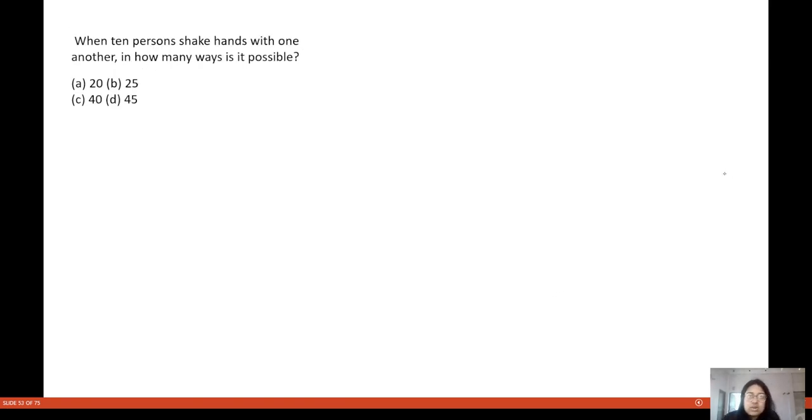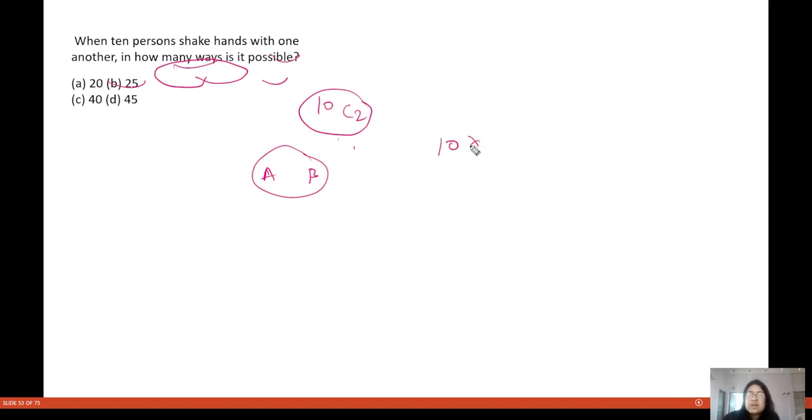Now look at this question. When 10 persons shake hands with one another, in how many ways is it possible? So there are 10 persons shaking hands with one another. Basically you have to select two persons for a handshake. So you can do this in 10C2 ways. Now what is 10C2? 10 into 9 divided by 2 into 1.